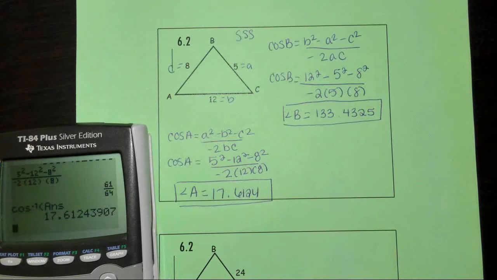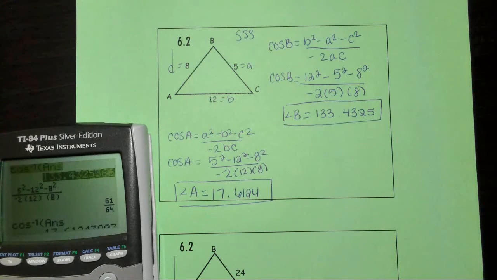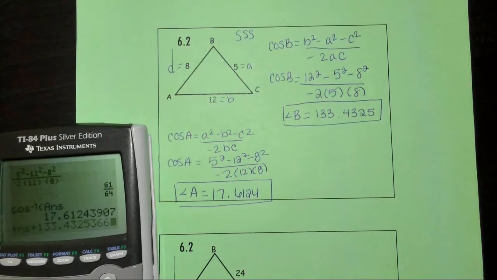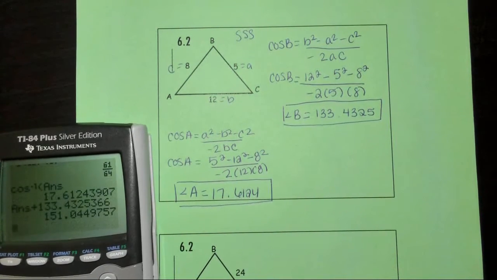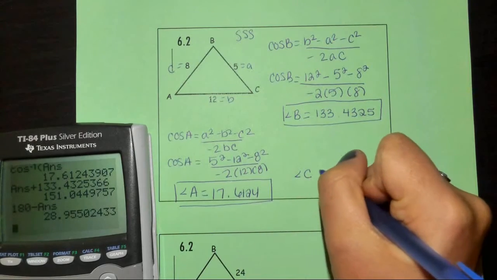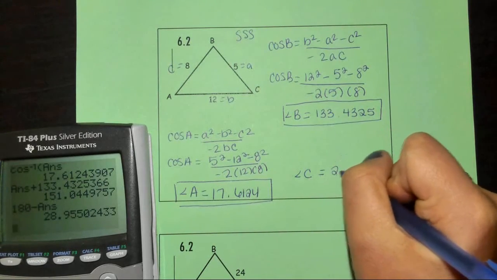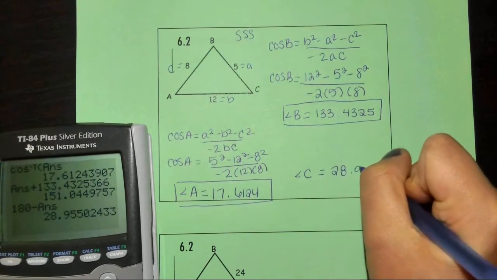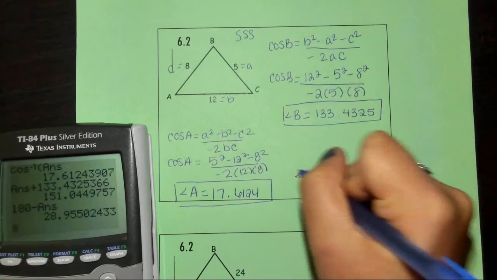Okay, I'm going to take that answer and add it with, I'm going to go up and grab angle B's value. Then I'm going to take 180 and subtract that answer to find angle C. So angle C is 28.9550.